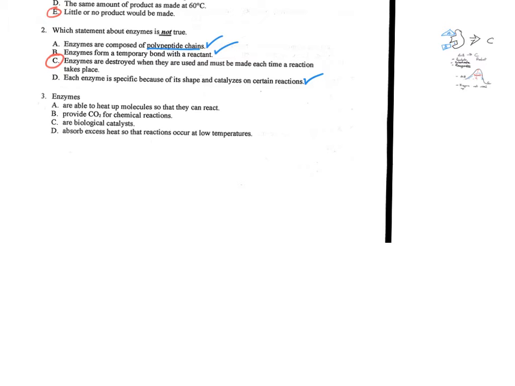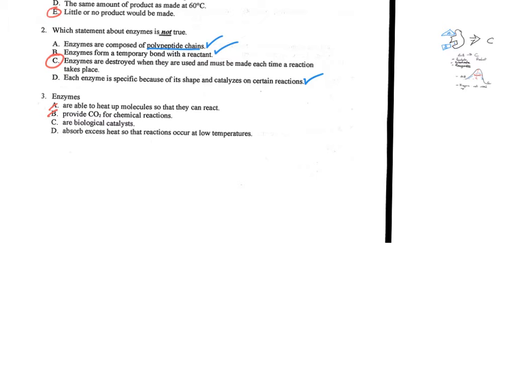Yeah. Enzymes are able to heat up molecules so that they can react. Enzymes don't create heat. So that is not true, right? Right. Enzymes provide CO2 for chemical reactions. They don't provide any molecule. All they do, I think the analogy I used in class is they're matchmakers. They bring the two reactants together. They bring A and B together to allow them to make C, but they themselves don't get involved with it. Okay? So they act very much like a matchmaker. So this is not true either.